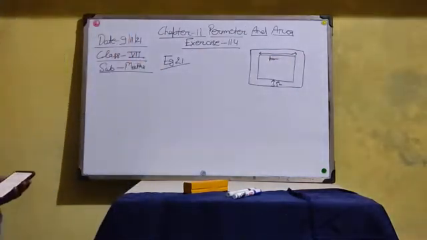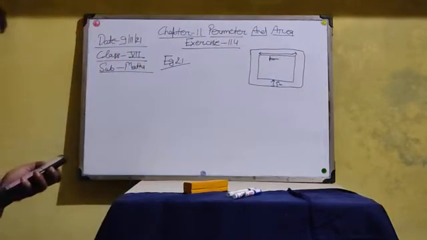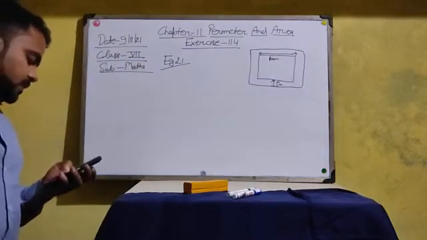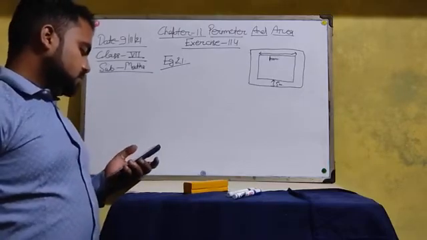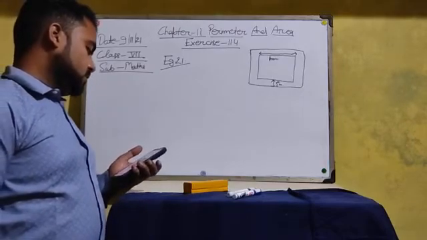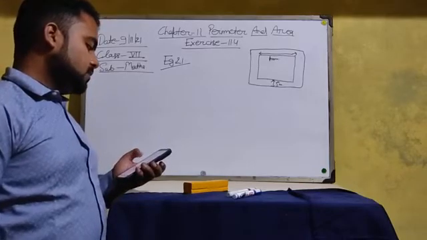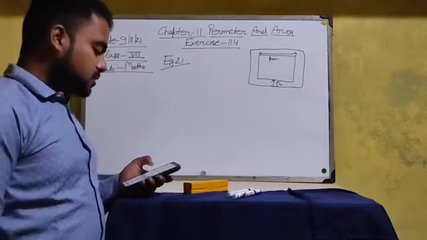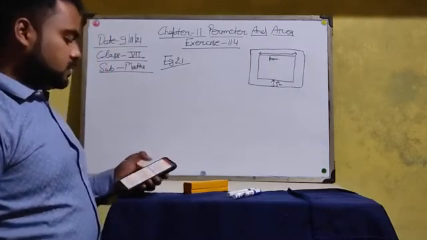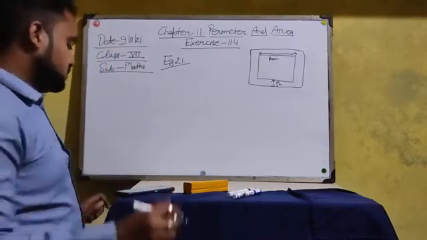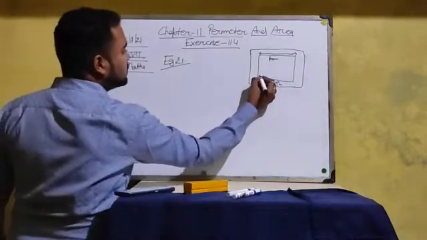Okay, so we have to find the area of the path and also find the cost of cementing at the rate of 250 rupees per 10 meter square. Okay, it is the same question as we did in the last example.